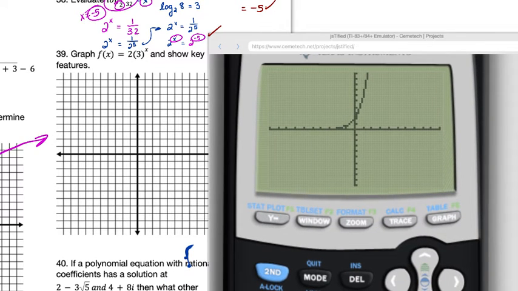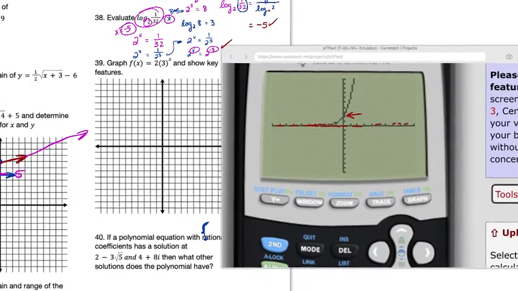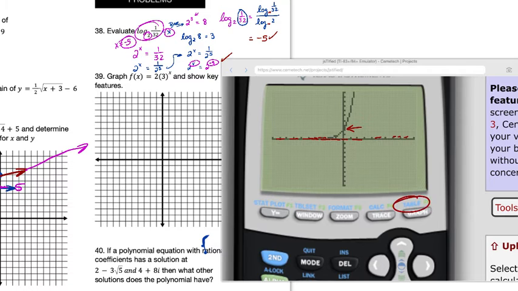Okay, so some key features they say to note. Well, key features are right here. Where does it cross the y-axis? And what line is it getting really close to? Okay, in this case, it gets really close to the x-axis. It never actually touches it. And you actually can kind of see that if you look at your table here. It never gets to 0, just gets close.